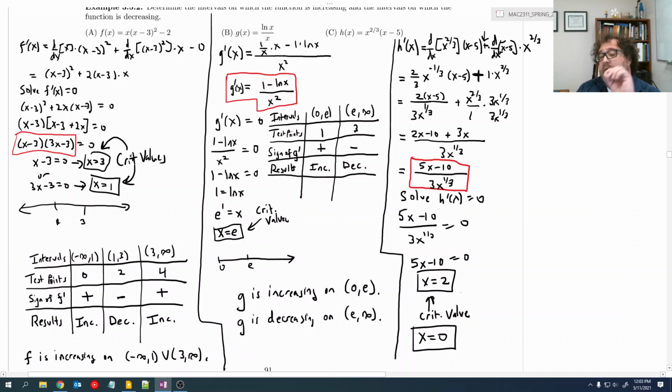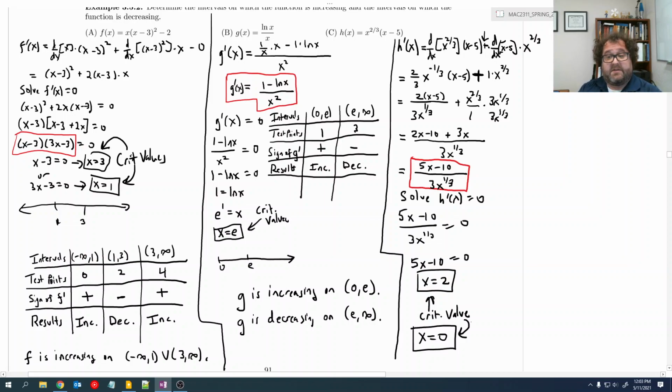So x equals 0 is not a solution to h prime equals 0, but it's a value for which the derivative is undefined, but the original function is defined, and that was the second part of our critical value definition. So we have two critical values. We have 2 and 0.